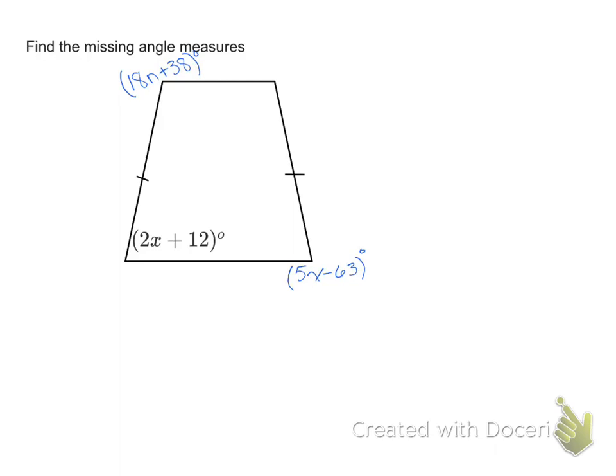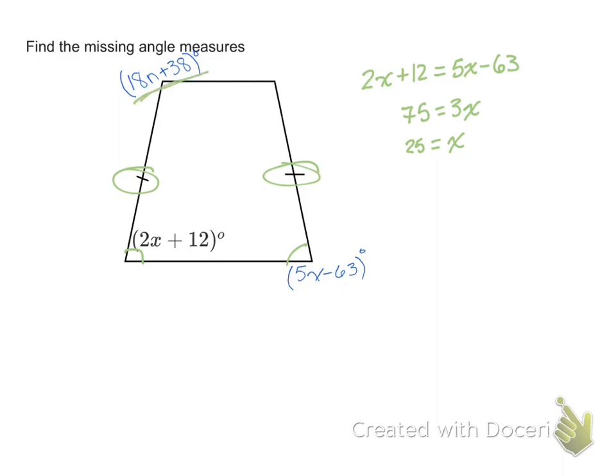This is what we call an isosceles trapezoid because these two sides, our two legs, are congruent. That means that we can set the two angles that are also at the bottom of the trapezoid equal to each other. So 2x plus 12 equals 5x minus 63. Remember, this is only if this is isosceles. Now we solve. Let's subtract 2x on both sides and add 63. So this is going to be 75 equals 3x. 25 equals x. That's great, but what about this one up here where there's an n?